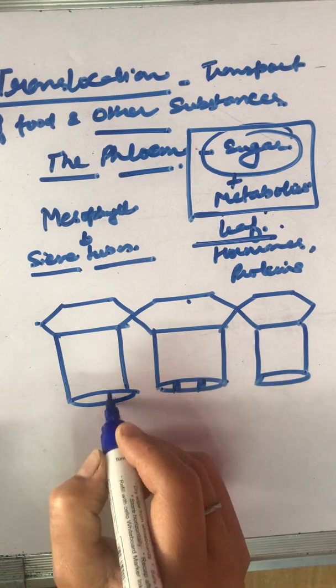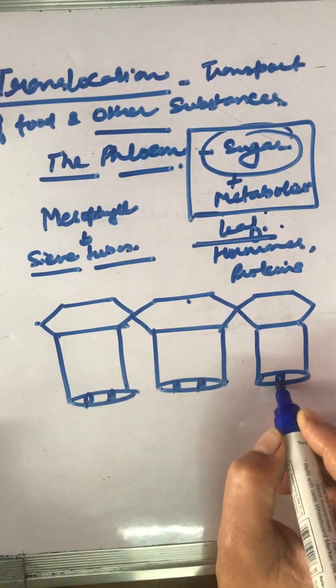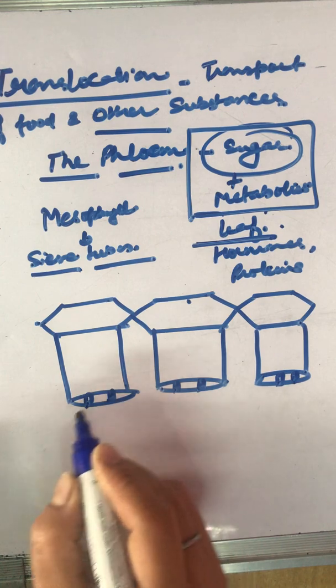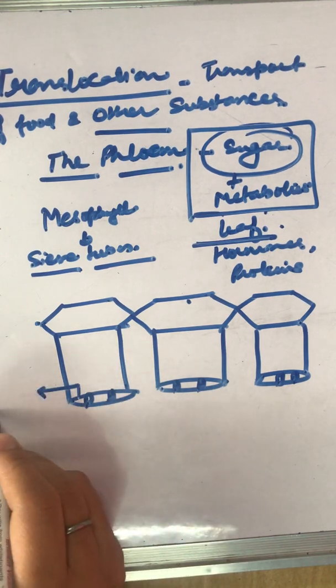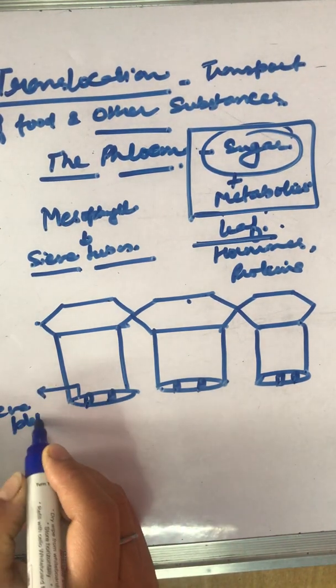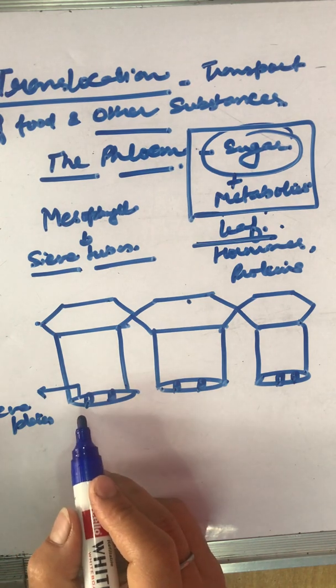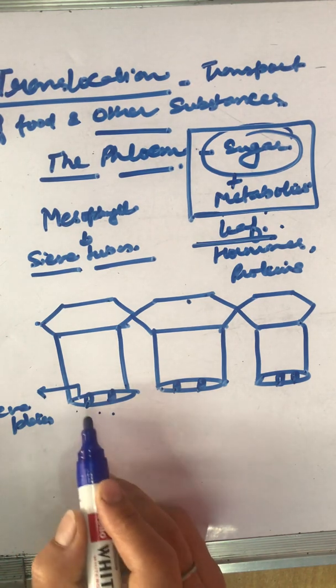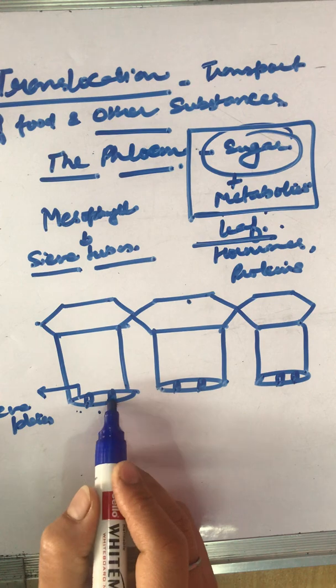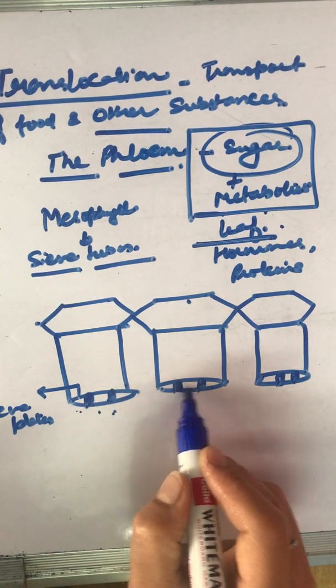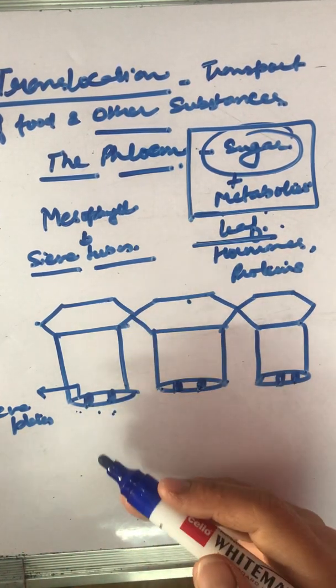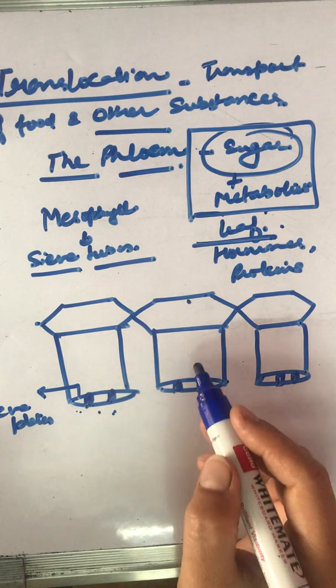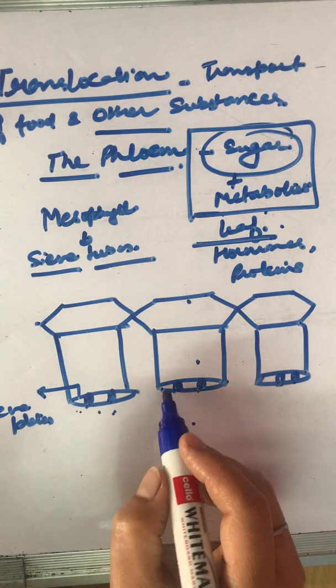And in between I'm drawing sieve plates. These discoid are the sieve plates. If you can see, there are perforations that are being drawn. Meaning some area is empty, some area is dense. It is not allowing the overflow of the material immediately from one cell to another cell.